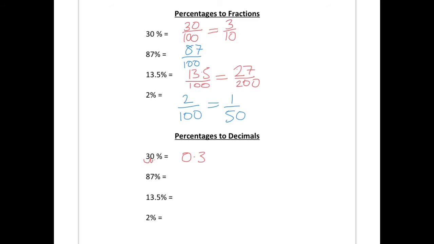87%, when I divide that by 100, is 0.87. It's nice and easy to divide by 100. We move the decimal point 2 places. 13.5%, again, if I take the decimal point and move it twice, I get 0.135. And 2%, this is the one where we have to be a wee bit careful about, because when I divide by 100, I don't get 0.2, I get 0.02.